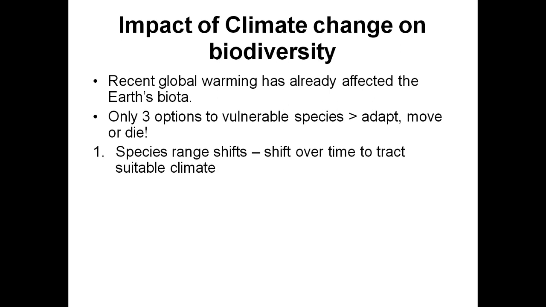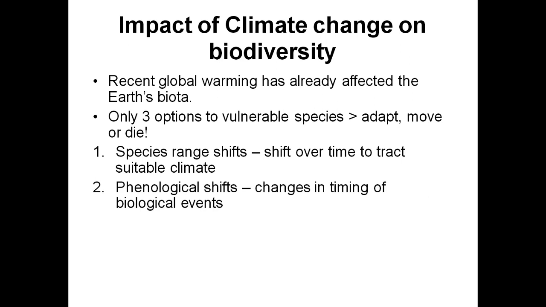So let me summarize the main impacts or responses of biological systems to climate change. The first one is species range shifts. Some species are actually moving away to track the suitable climate. And phenological shifts.